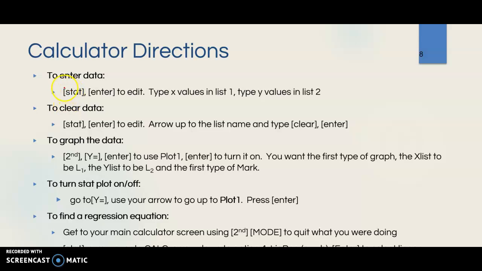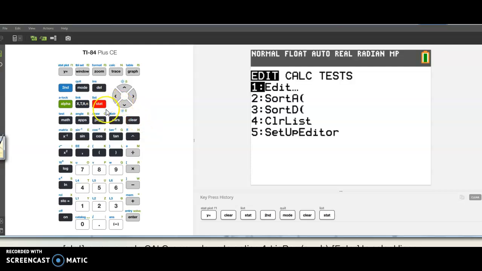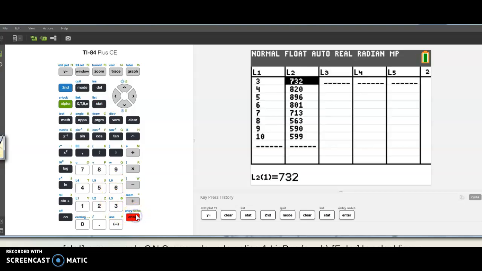Anything that's in this little box like this is a button push. So we're actually going to push the stat button, push enter, and that's going to allow us to edit. Then down here we would push the clear, push enter. So those things that are bracketed off are actual button pushes. So here I am in my graphing calculator, and I want to put the data in to plot the points. So I hit my stat button and I hit enter to edit it.